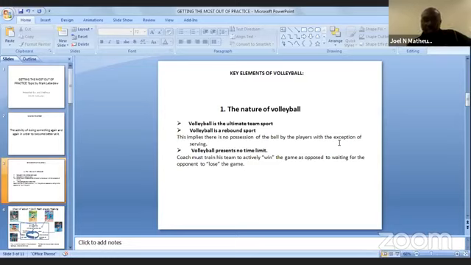And volleyball presents no time limit. Coaches must train their teams to actively win the game as opposed to waiting for the opponent to lose the game. Because in volleyball, you have to fight for your points, because even a very big margin of leading can lead to a loss, and this is very much evidenced in several volleyball matches.